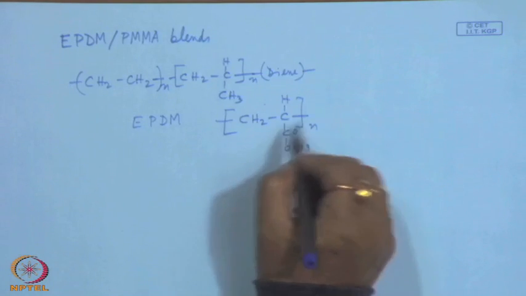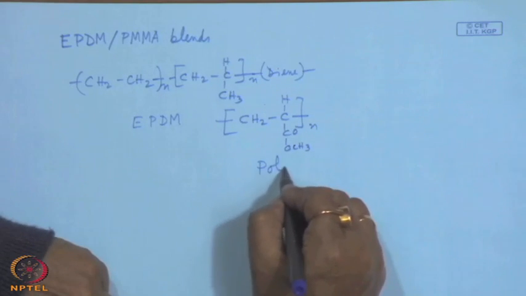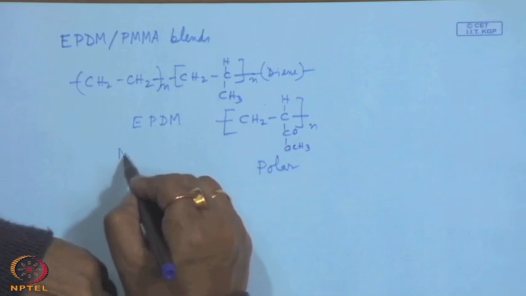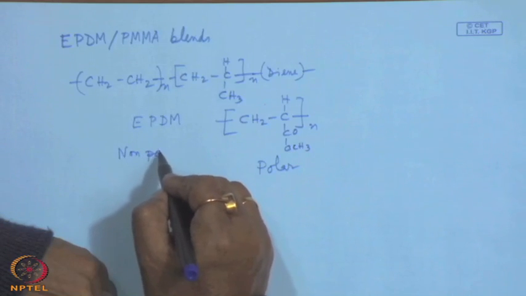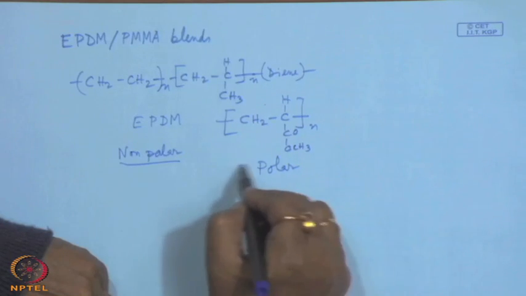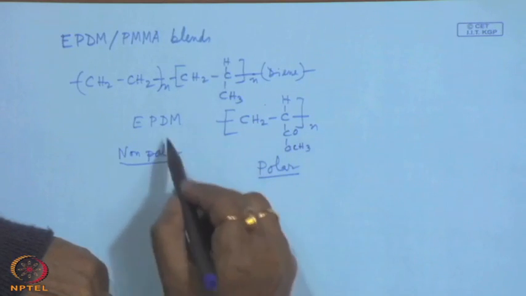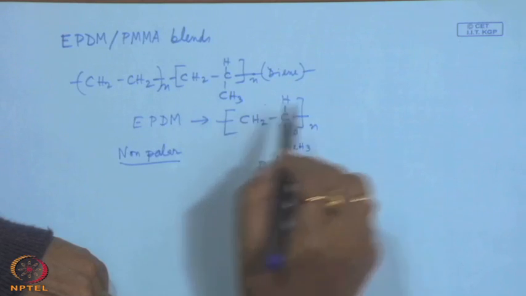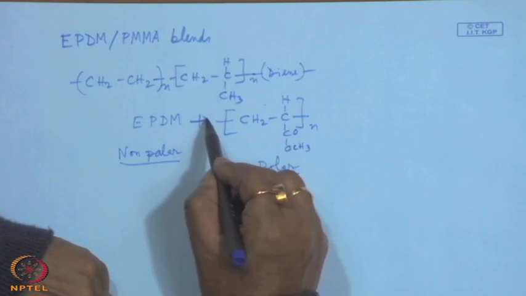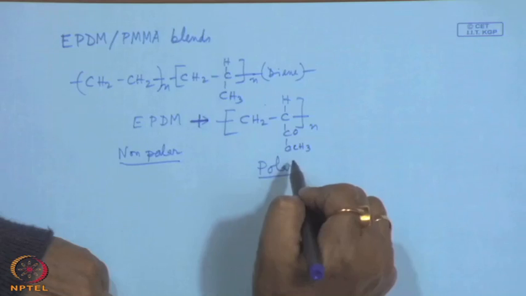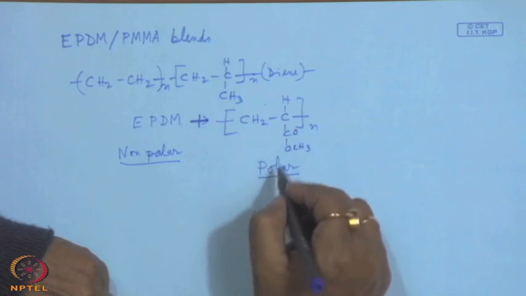So, this EPDM is a non-polar polymer, and PMMA is a polar polymer. Now, this EPDM is not supposed to be compatible with this PMMA.